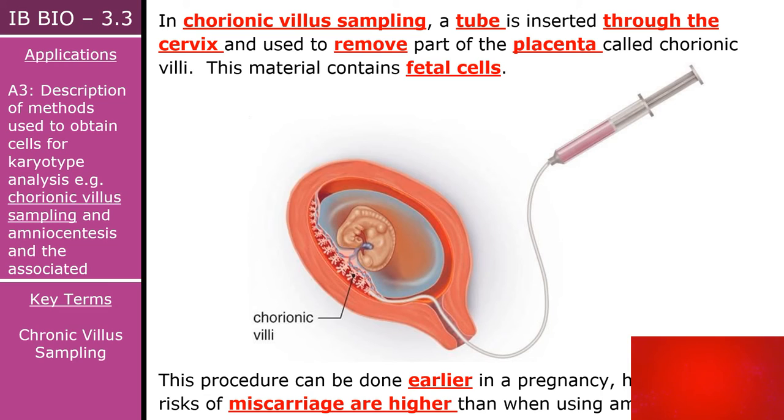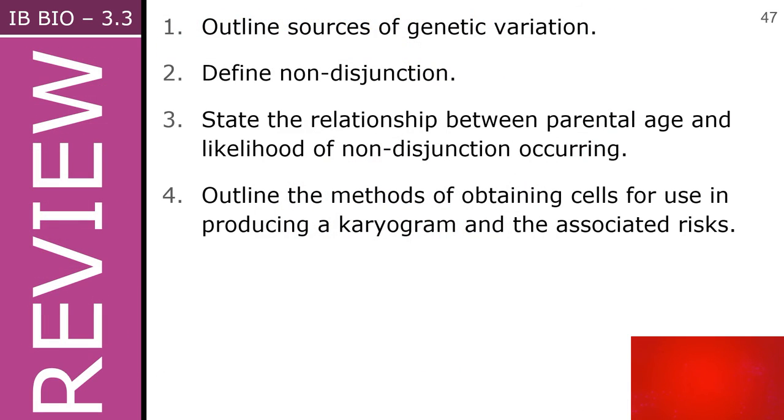The other is chorionic villus sampling. Chorionic is basically referring to the eggshell of the human. In this kind of test, a tube is inserted through the cervix, and it's actually removing a part of the placenta called the chorionic villi. This also contains fetal cells. This one can be done earlier in pregnancy, but it does carry a higher risk of miscarriage. So people have to make that decision for themselves, whether they want that testing at all, and if so, which version and when. So that concludes our unit on meiosis.